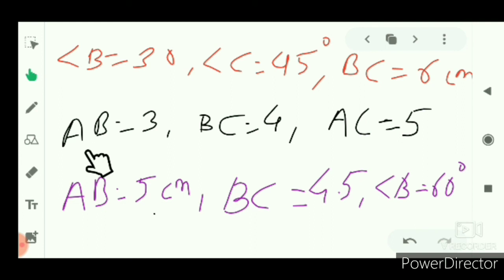Okay, the second question is, in the triangle ABC the side AB is given as 3 centimeter, side BC is 4 centimeter and side AC is 5 centimeter. Here all the 3 sides of a triangle are given to you and you have to draw the triangle ABC. Okay, the third question is, in the triangle ABC side AB is 5 centimeter, side BC is 4.5 centimeter and angle B is given as 60 degree. Okay, so here the two sides AB and BC are given, and one angle B is given as 60 degree, and you have to draw the triangle ABC.